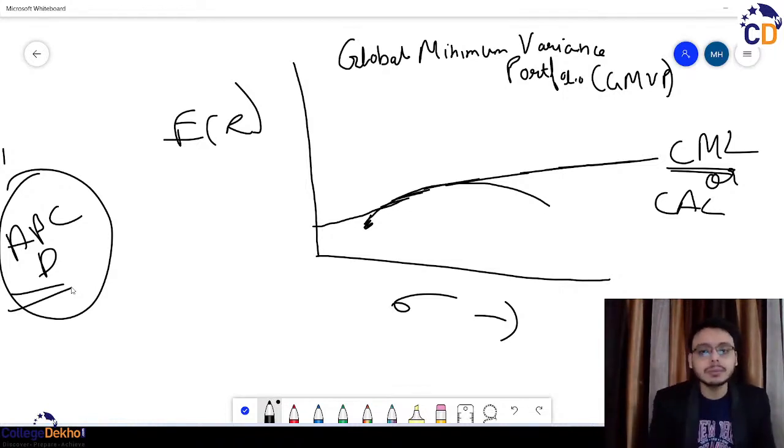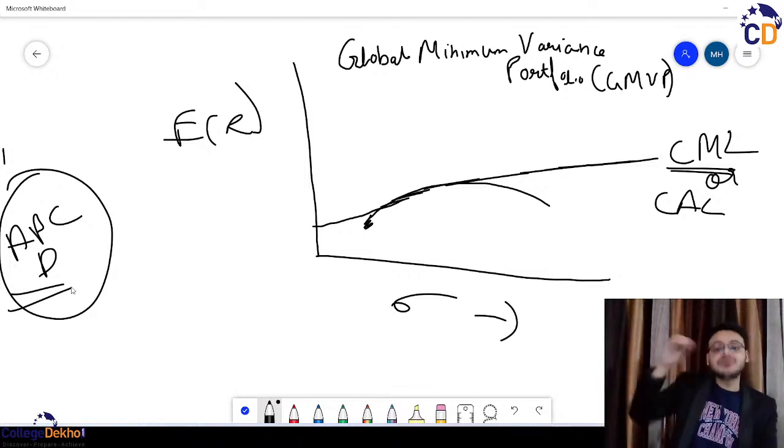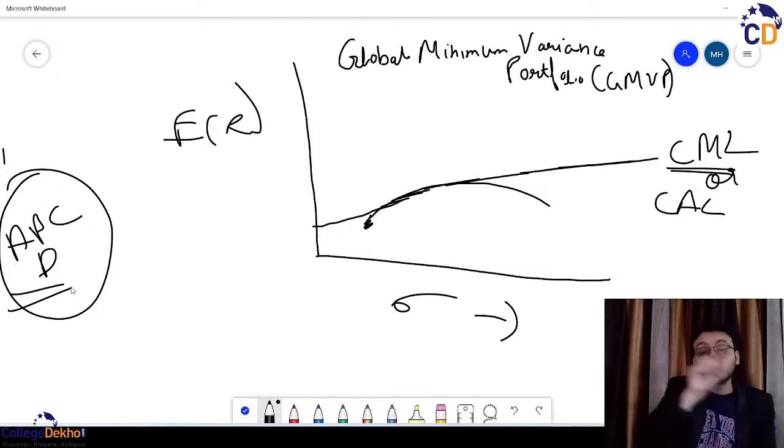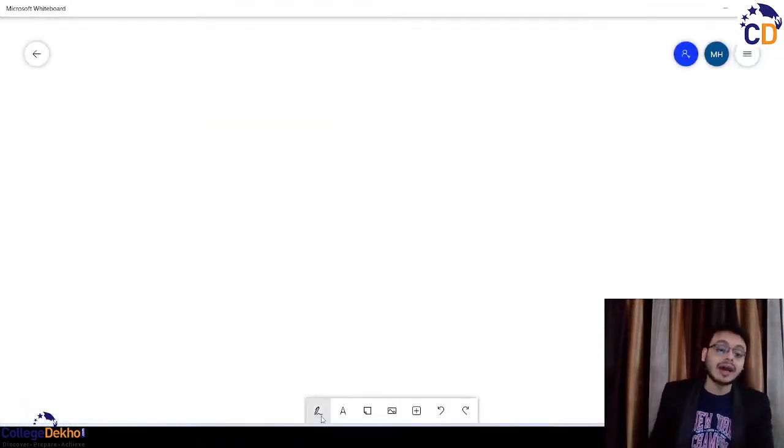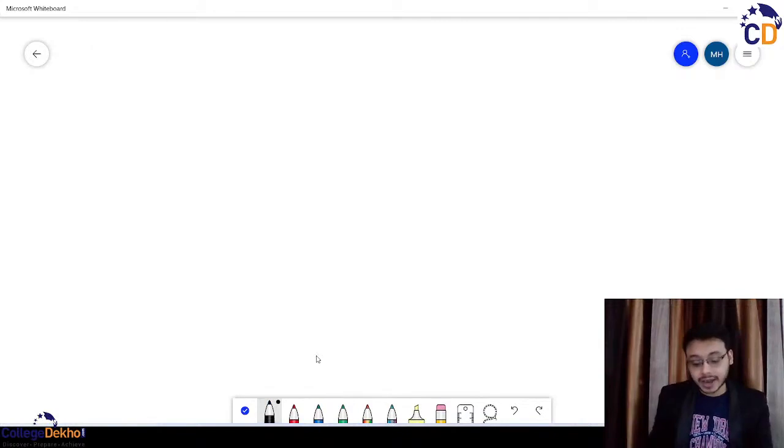So global minimum variance portfolio helps us to understand how much weight we must assign to those particular stocks in the portfolio, that is, how much weightage we have to give to the stocks so that the risk of our portfolio can be minimized. It can be as low as possible. So that is what the global minimum variance portfolio stresses upon. And then how to calculate the weights for that?